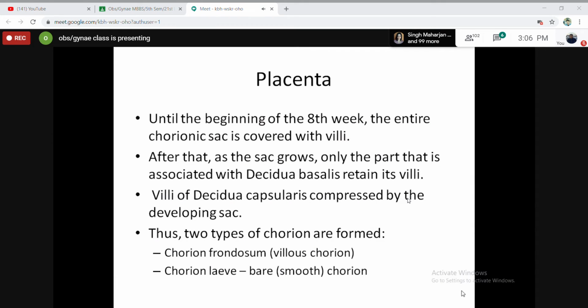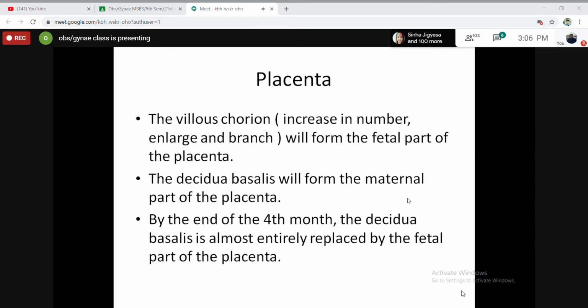And the villi of decidua capsularis, the rest of the part, are compressed by the developing sac. So two types of chorion get formed: chorion frondosum and chorion laeve. Chorion frondosum is the villous chorion where the villi are still present, and chorion laeve is the smooth chorion. The villous chorion enlarges in number and branches off and forms the fetal part of the placenta. And the decidua basalis will form the maternal part of the placenta.